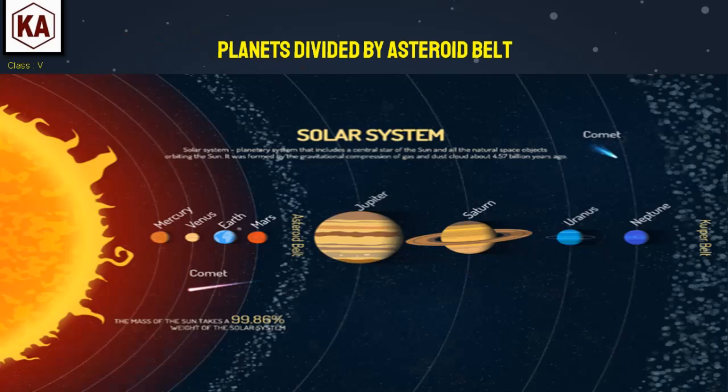Here, I want you to notice one more thing, that inner planets are relatively smaller in size and outer planets are bigger in size. We have also divided them in terms of their nature. Inner planets are terrestrial, or you can say rocky, whereas these outer planets are gaseous. Okay?